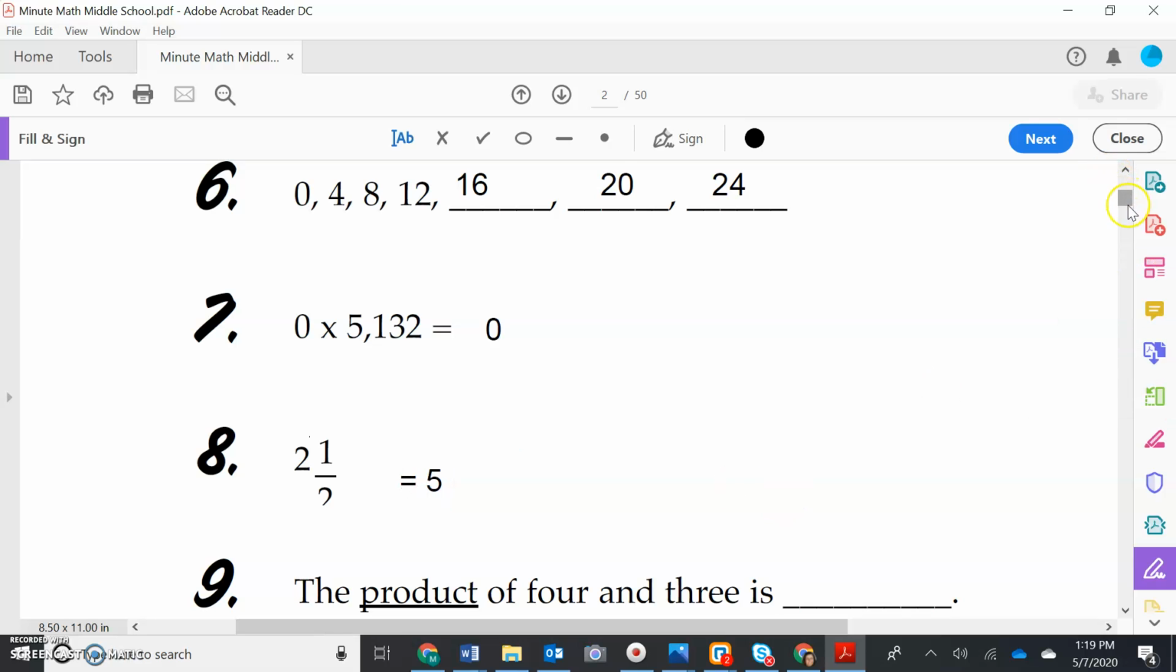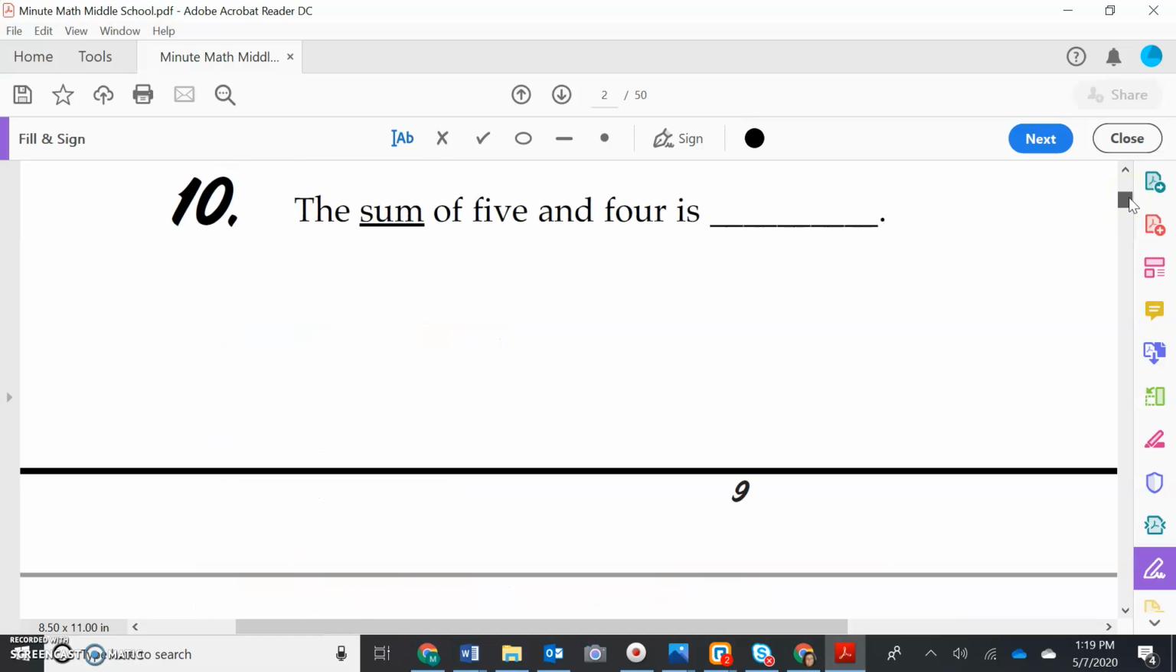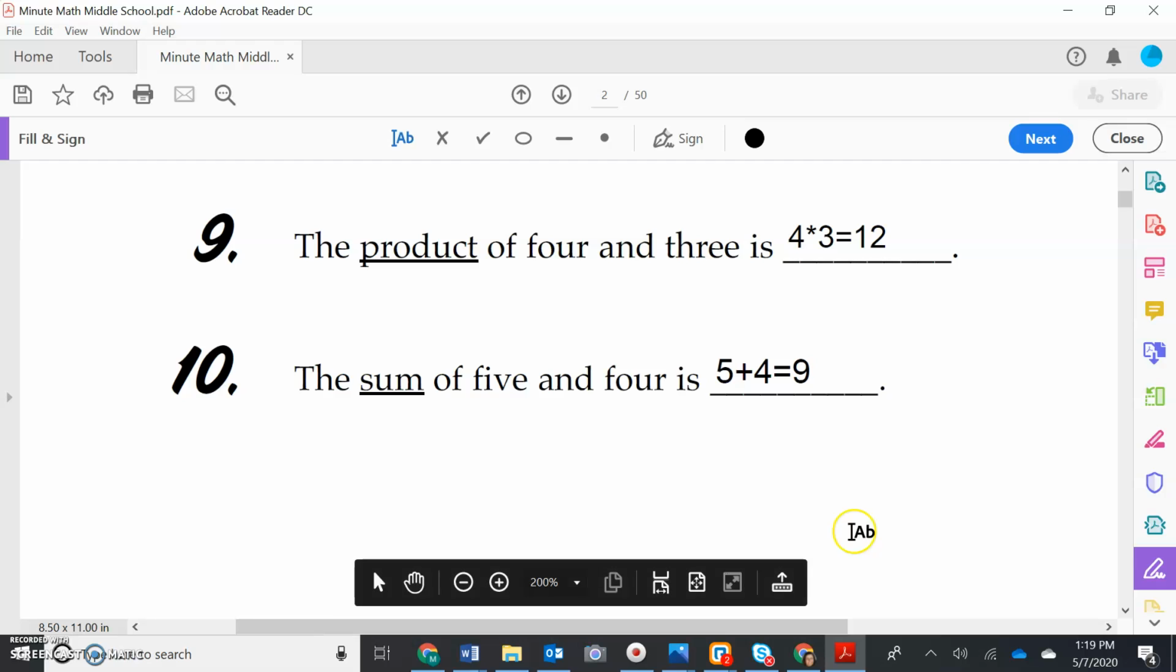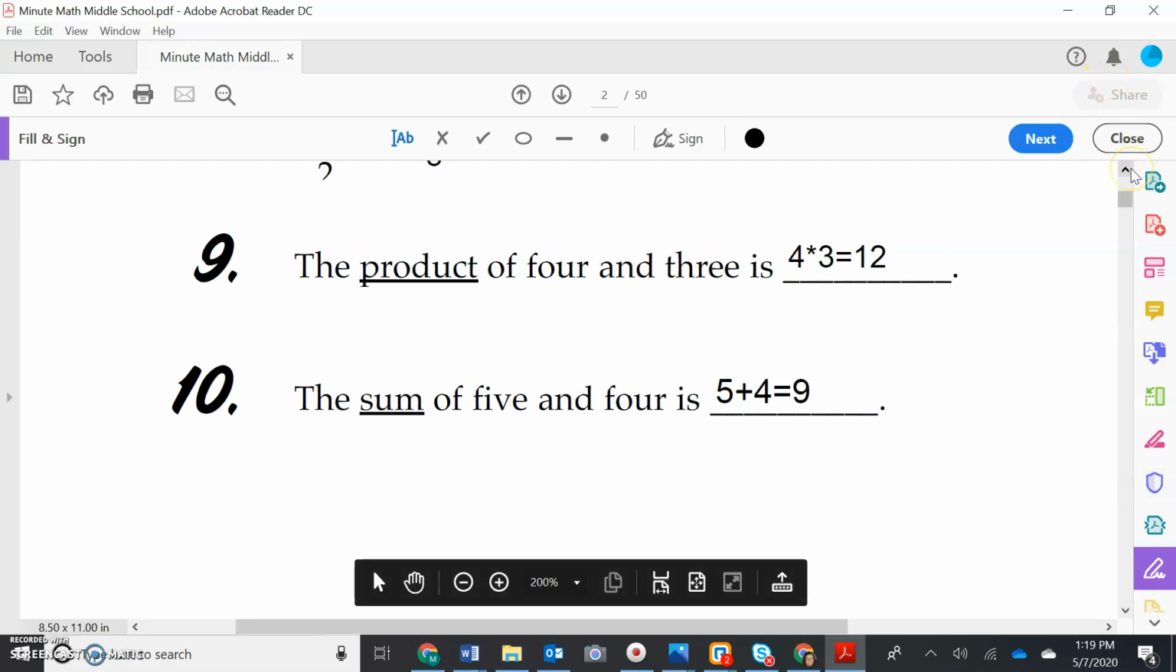Okay, very good. We have 2 more done. So what is the product of 4 and 3? Product is multiplying. So when they're asking you what is the product of 4 and 3, they're asking you to do 4 times 3. And 4 times 3 is 12. What is the sum of 5 plus 4? When they're asking you for a sum, the sum of 5 and 4, that is a plus. So your answer is going to be 9. So please write those down for number 9 and 10.